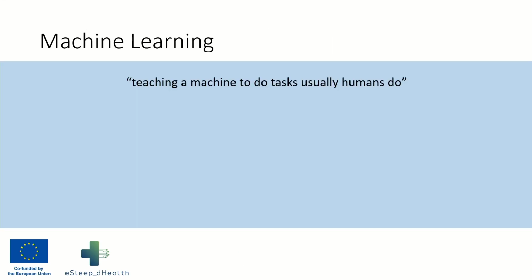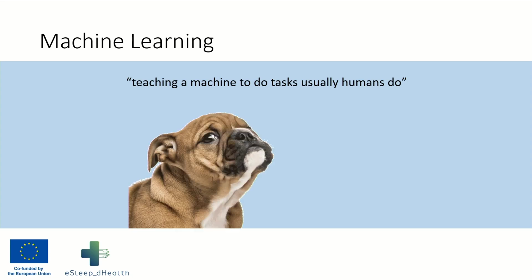Let's start at the beginning. Generally, if we are asking ourselves what machine learning does, it is about learning or teaching a machine to do tasks that usually humans do. There are some tasks where we as humans just know the answer to a question, but it's kind of difficult to explain why we know that answer.